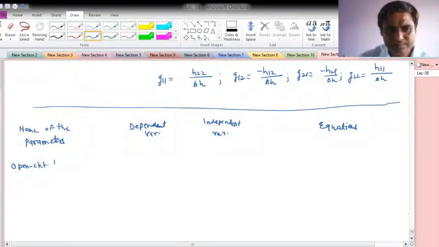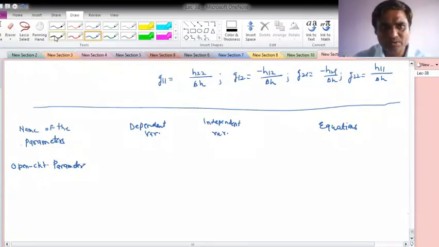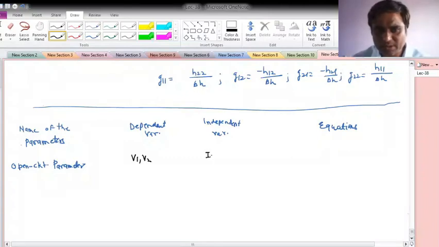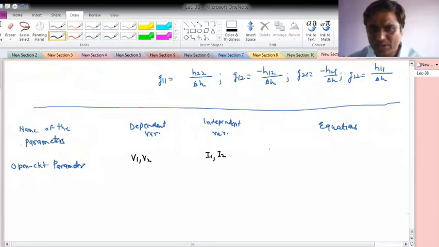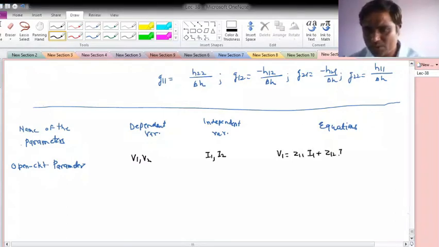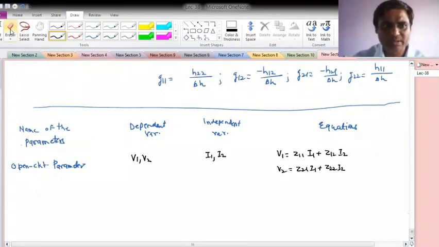What are the dependent variables here? V1, V2, and you are expressing them in terms of I1, I2. And what are the equations? V1 is equal to Z11 I1 plus Z12 I2, and for the second, V2 is Z21 I1 plus Z22 I2. This is the open circuit parameter.